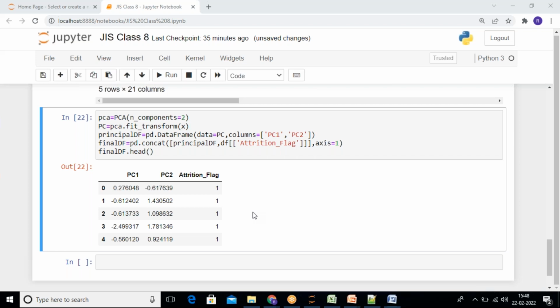Sir, what is PC1 and what is PC2? I have given a column name, PC1 and PC2. You can give anything. I have reduced the data set from 12 to 2. The dimension of the data was basically 12 features, and I have reduced it to 2 features. So I have given a column name, anything. You can give anything you feel like.